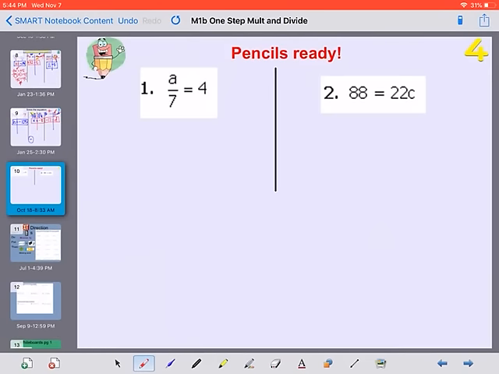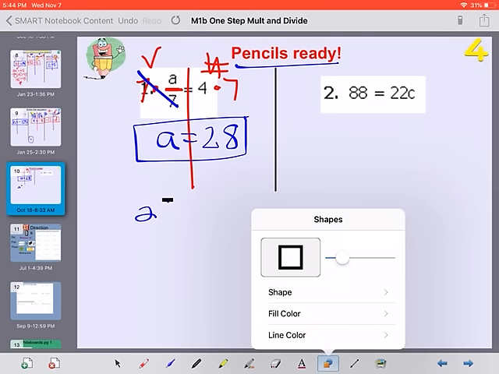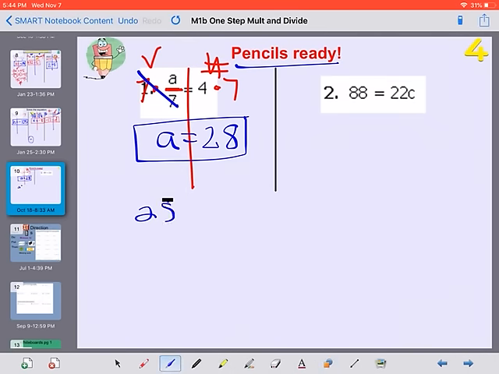These last two, I would like for you to try on your own, and then click play and see if you got them right. This first one, we have our variable on the left, so we need our number on the right. The opposite of dividing by 7 is multiplying by 7. 7 over 7 is just 1, so we have A, 1A. And 7 times 4, you should know this one, is 28. If you're not sure, plug it back in. Is 28 over 7 going to give you 4? You can plug it back in to double check.